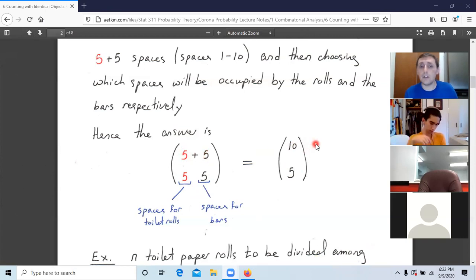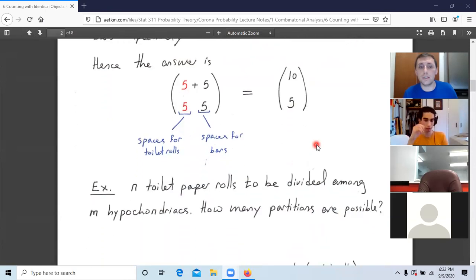Okay. Now let's see if you can do it in general, guys. You see? So the general situation, we have n toilet paper rolls, and we have m hypochondriacs, where m is not bigger than n. Okay? I want you to tell me how many arrangements are possible, if you understood it. Please write me a formula.